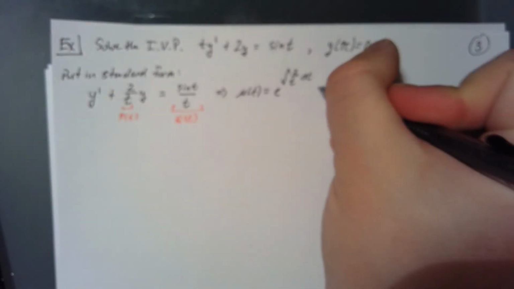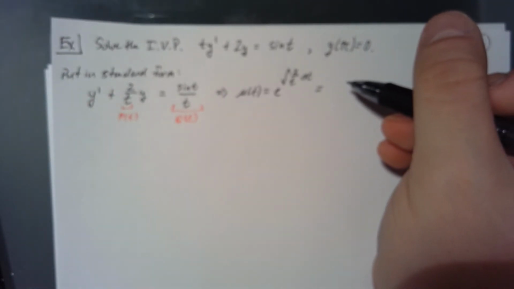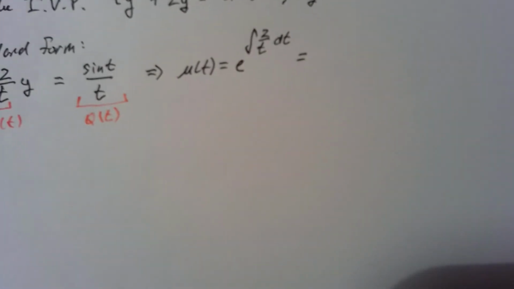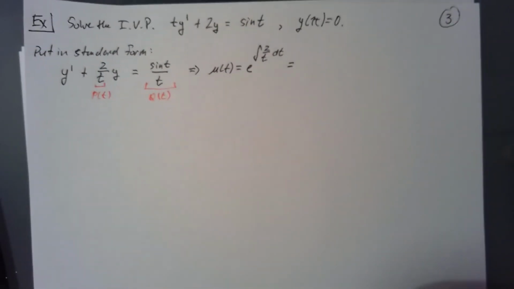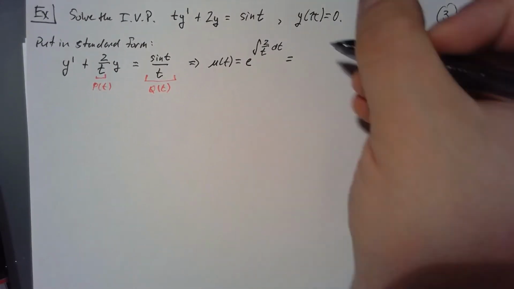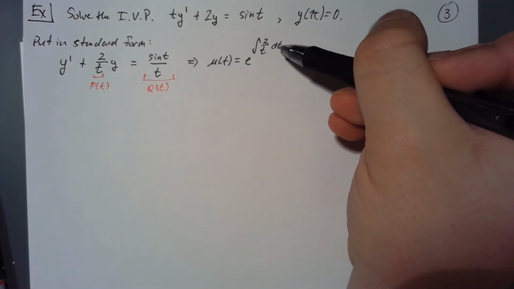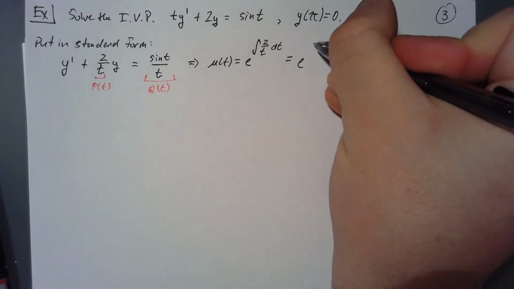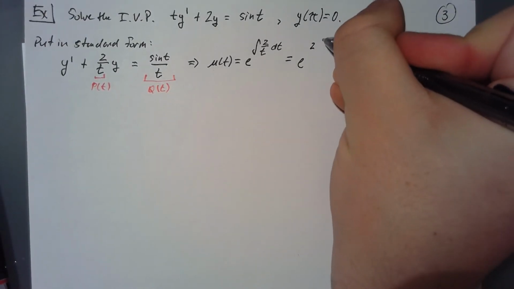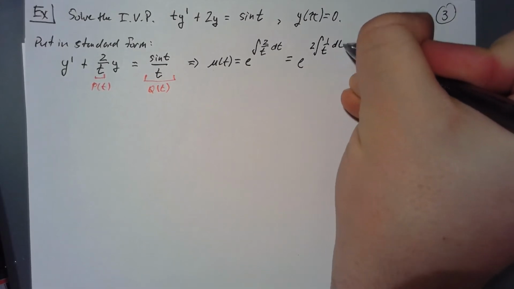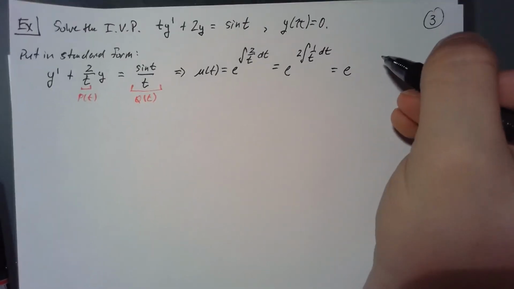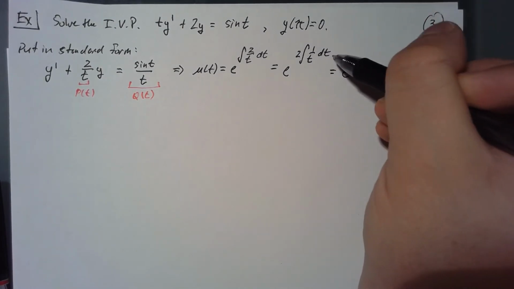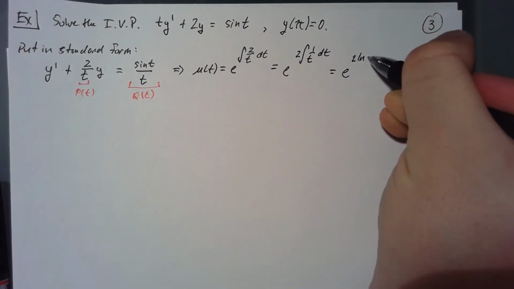All right, so how do you integrate that? Well, how do you integrate 2 over t dt? Well, you could bring the 2 out, right? You could write this as 2 times the integral of 1 over t dt, which is e to, so what's the integral of 1 over t dt? That's the natural log, isn't it? So it's going to be 2 natural log of t.